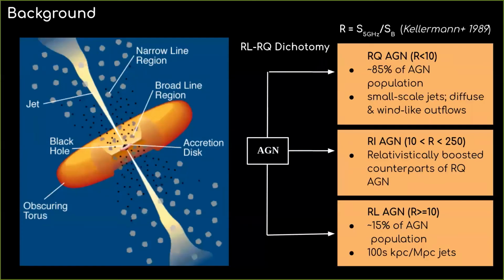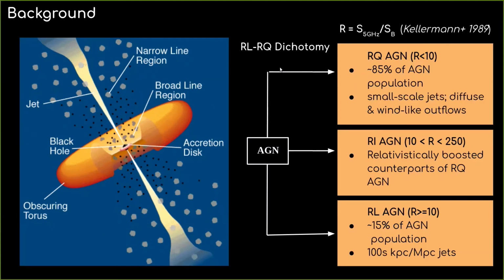A vast majority of the AGN population launch weak radio outflows such as jets that typically extend to a few tens of kiloparsec scales, or outflows that are often diffuse or wind-like. These are the radio-quiet AGN. On the other hand, only 10 to 15% of the AGN population launch powerful jets that extend to several hundreds of kiloparsec or megaparsec scales, and these are the radio-loud AGN.